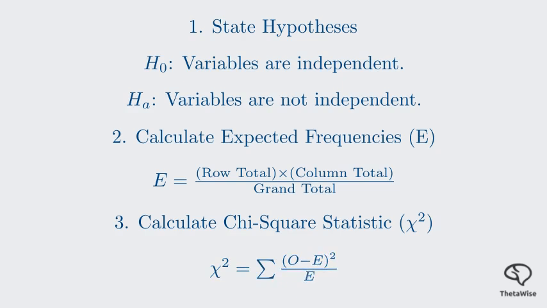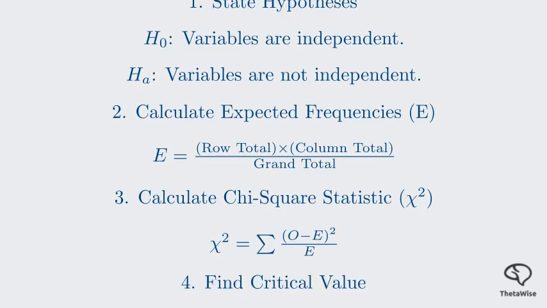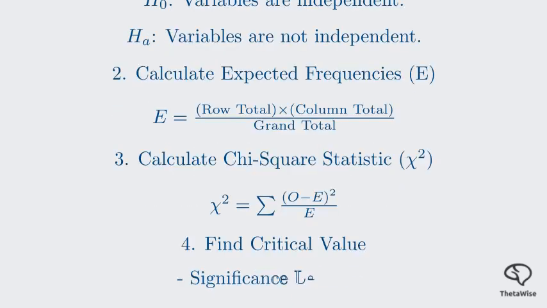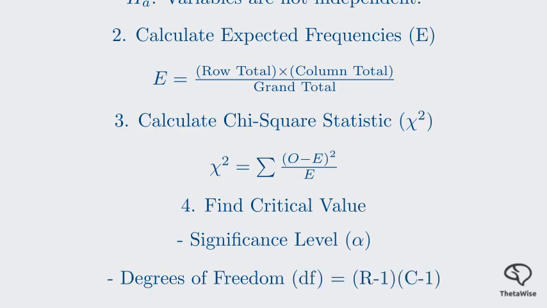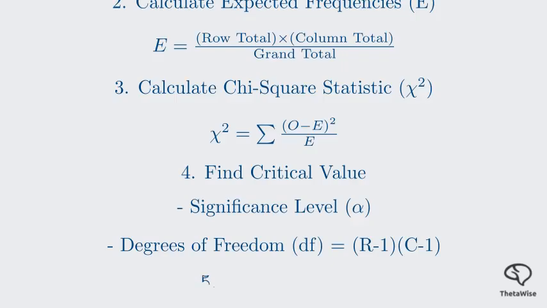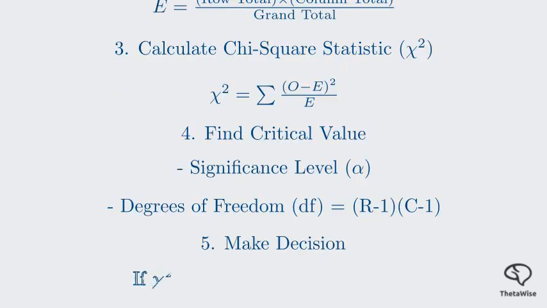Fourth, we find the critical value from a chi-square distribution table. This value depends on our chosen significance level, alpha, and the degrees of freedom, which is the number of rows minus 1, times the number of columns minus 1. Finally, we make a decision. If our calculated chi-square statistic is greater than the critical value, we reject the null hypothesis and conclude there's a relationship. Otherwise, we fail to reject the null.